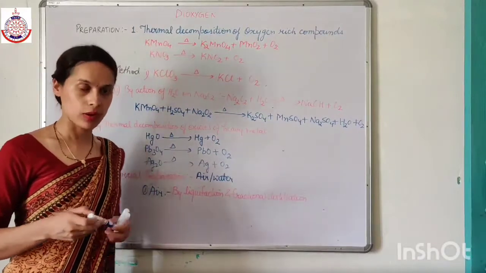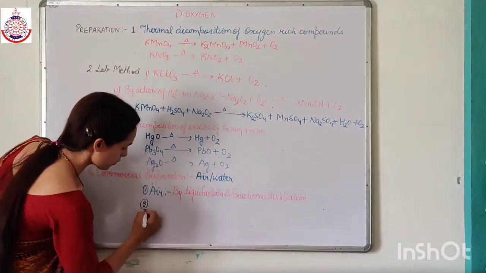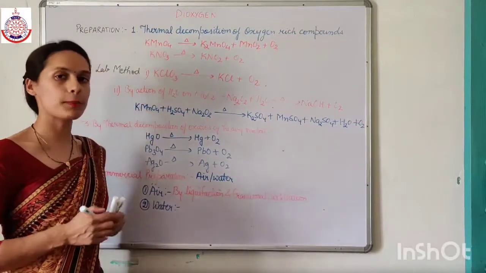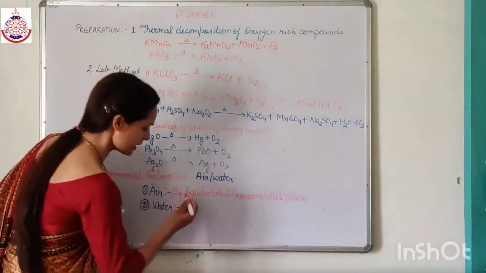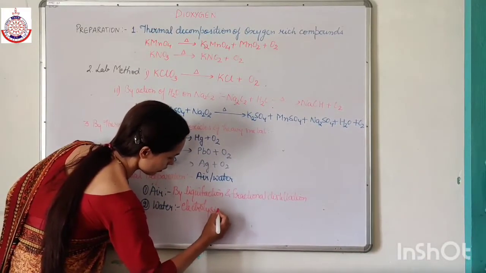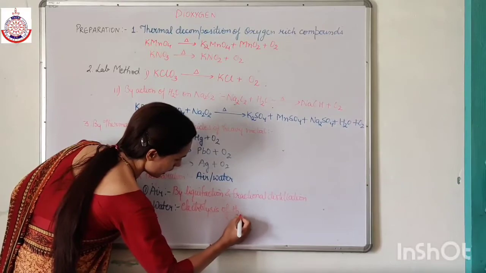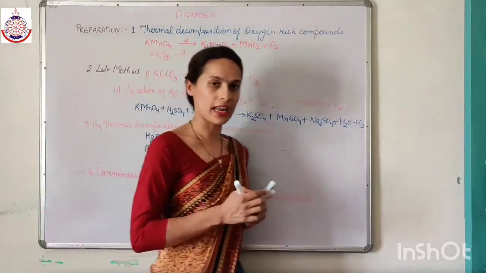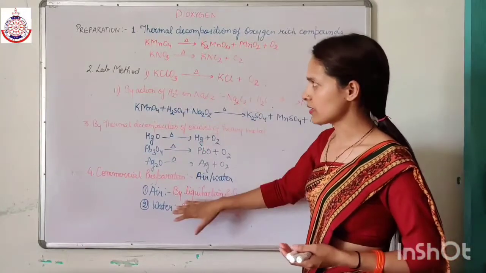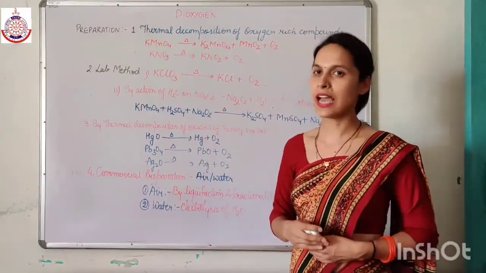Similarly, if I talk about water, we can prepare dioxygen by the electrolysis of water, in which we get oxygen at the anode and hydrogen at the cathode. So these are the methods through which we can prepare dioxygen.